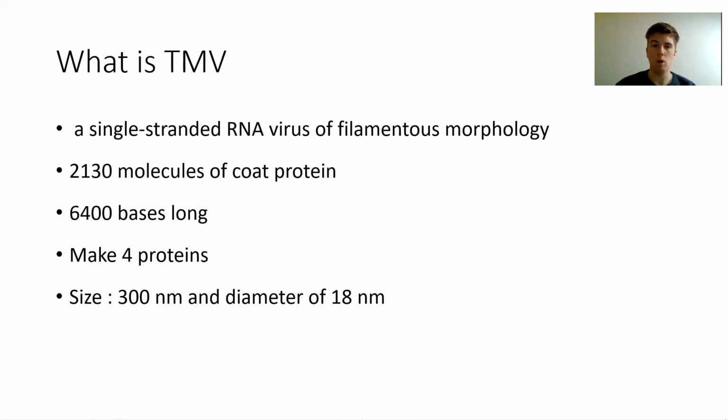It can only make 4 proteins from its one single piece of RNA, and its size is 300 nanometers in length and 18 nanometers in diameter. This is a standard size, and it's so specific that you can even use it to calibrate microscopes. Every single TMV is the same length and diameter.